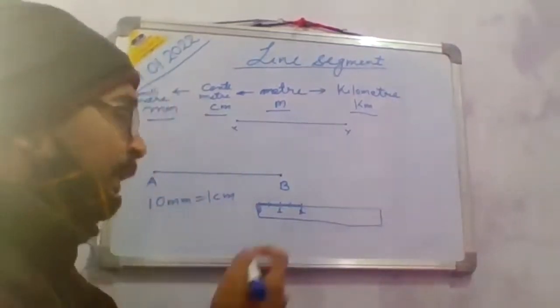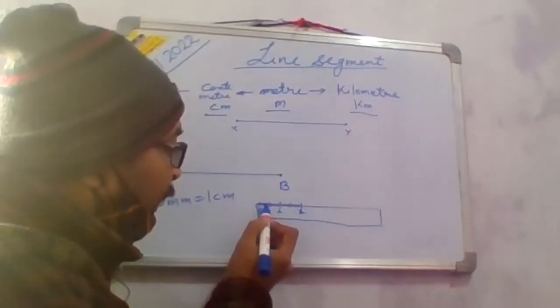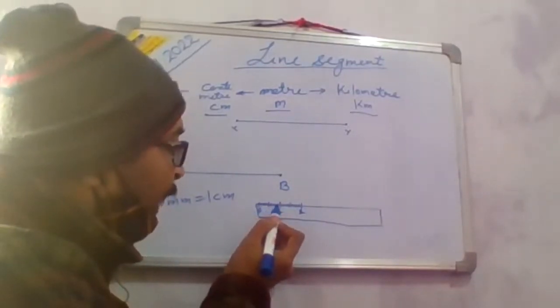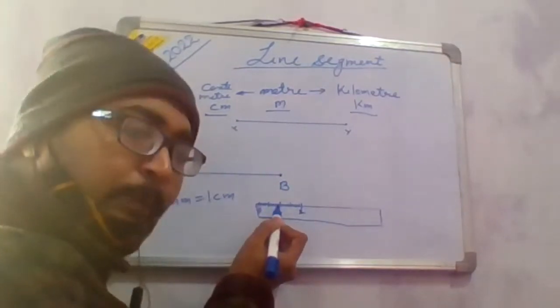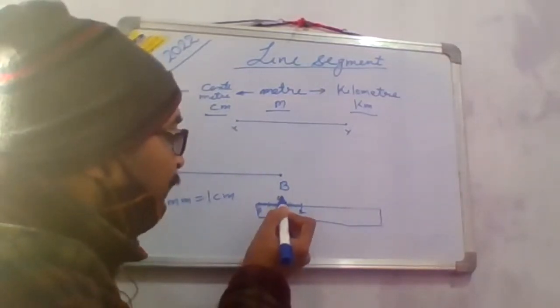Okay, so you can see here 1 2 3 4 5 6 7 8 9 10, that is, from here to here how much is it? It is 10 millimeter, so here it is 1 centimeter.